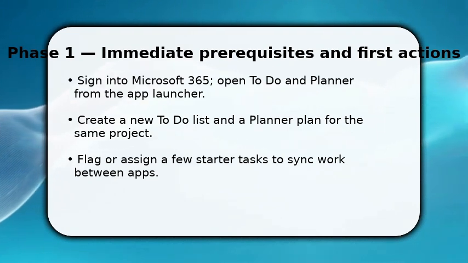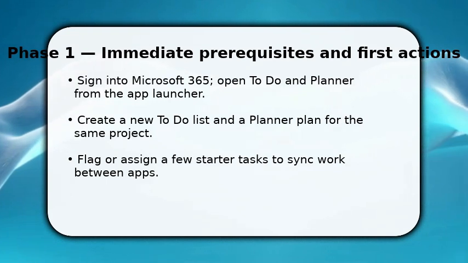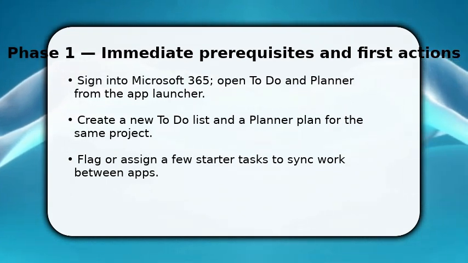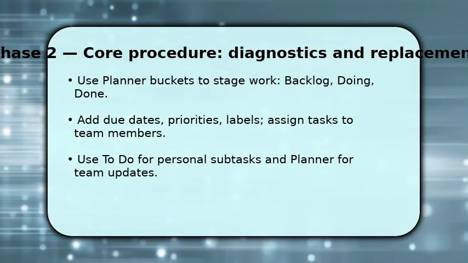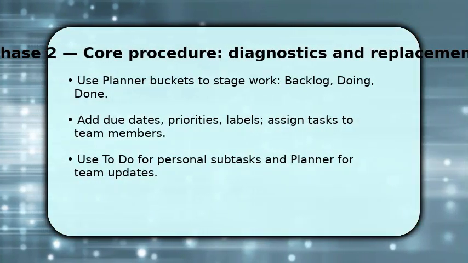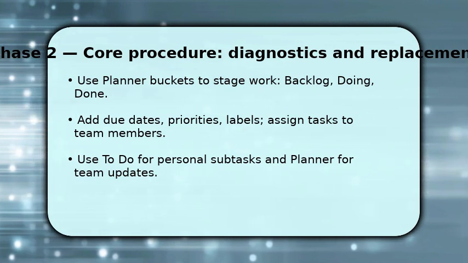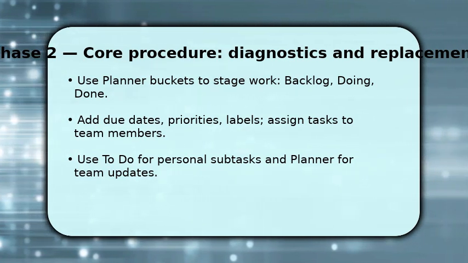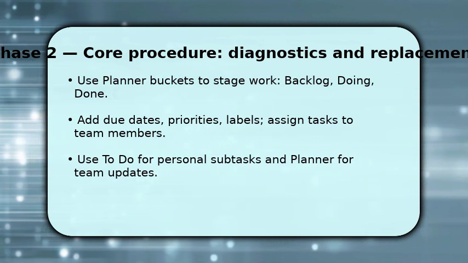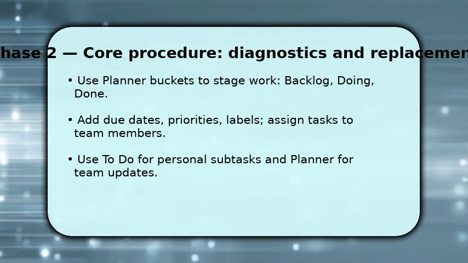Doing this first sets a clear bridge between personal tasks and team plans, so you can move immediately into organizing and executing. Now organize the middle work. Create buckets in Planner such as backlog, doing, and done to visualize flow. Once done, add due dates, set priority, and apply color labels to group related items.